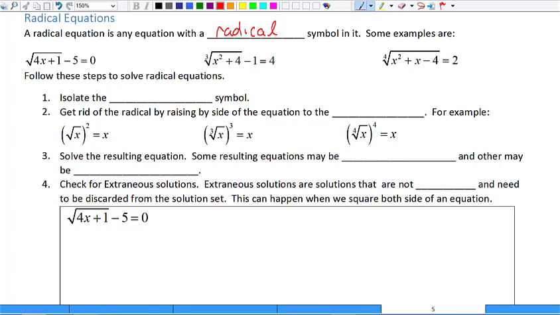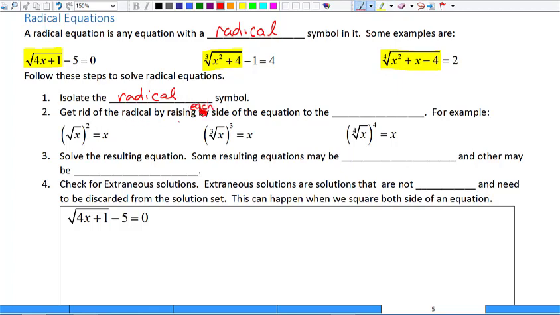Follow these steps to solve radical equations. Step 1, isolate the radical symbol. Make sure it's all by itself. On our first example, see how that radical symbol isn't quite all by itself? That minus 5 needs to get moved to the other side. On our second equation, again, the radical symbol isn't all by itself because there's a minus 1. That needs to get moved in order to do step 1. But in our third equation, do you see how the radical symbol goes all the way over to the 4? So this one is isolated, and step 1 would be done on that example.